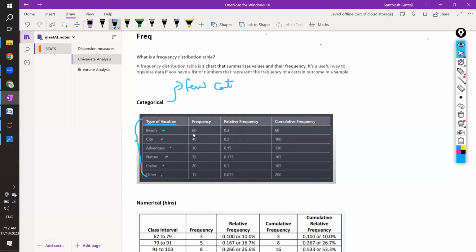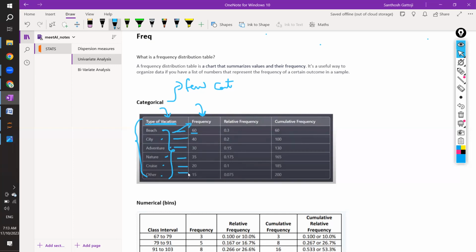And how many people are liking beach? This is the frequency. This is a type of vacation, a categorical variable. This is an event, or you can call this the outcome of this event. What is my event? Type of vacation is my event. What are the outcomes of my event? These: beach, city, adventure, nature, cruise, other. And what is the frequency of each outcome? This.